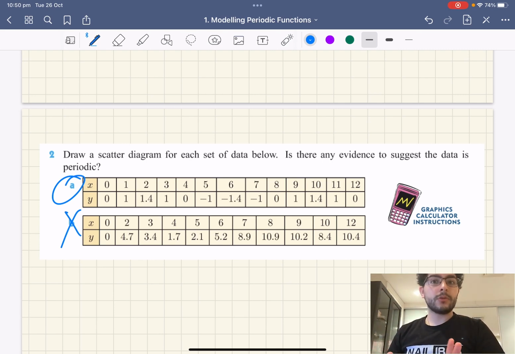So that concludes my coverage of the definitions. In my next video, I'll be covering a bit more of applying it to sine and cosine graphs. So I'll see you all in the next video.